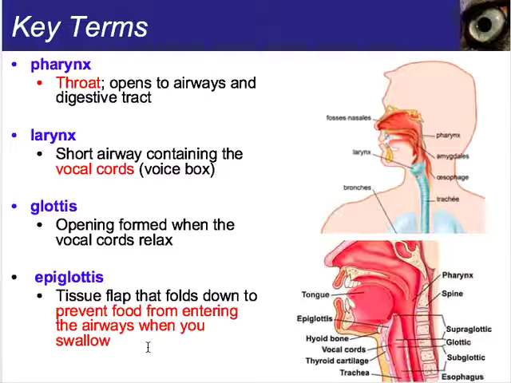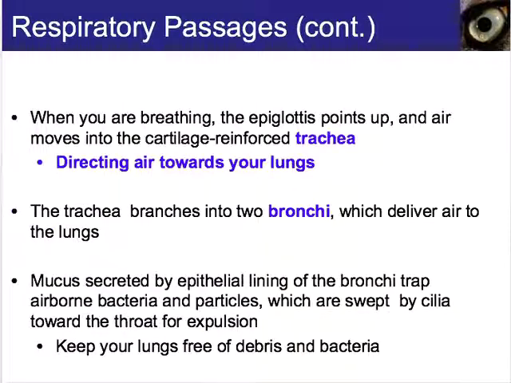So your epiglottis will be just chilling up when you're not eating and you're just talking, and then it'll fold down whenever you take a sip of water or swallow your food. When you're breathing, the epiglottis points up and air moves into the cartilage-reinforced trachea, directing air towards the lungs. So if you've ever heard of someone getting a trach or a tube in their throat, like if you watch those ER shows or Chicago hospital shows, that's going to be a cartilage-reinforced tube that leads to your lungs. So if someone has a blocked airway, they may bypass that by putting a trach in, or a tube into the trachea.